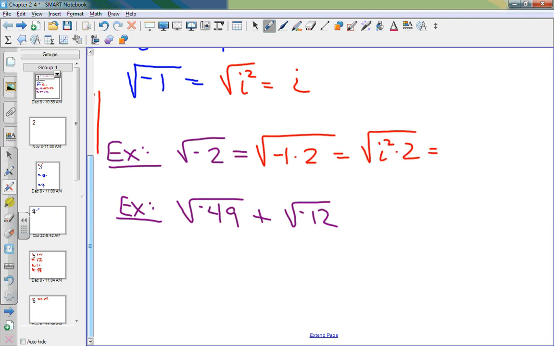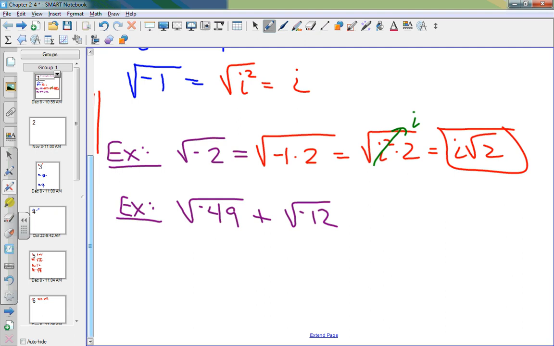And what is the square root of i squared? i, so that gives me i square root of 2. Now, your brain should be able to go from square root of -2 to i square root of 2 with nothing in between. It should. But today I'm going to make the assumption that it can't, so this is why I'm going to show all my work. Do we all understand that?